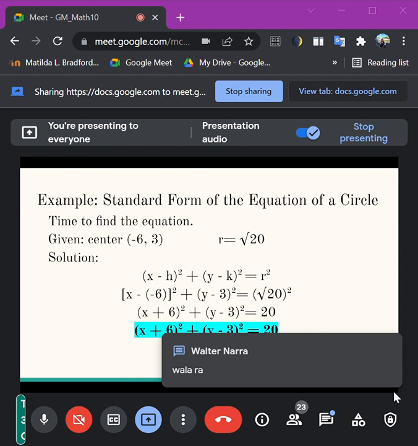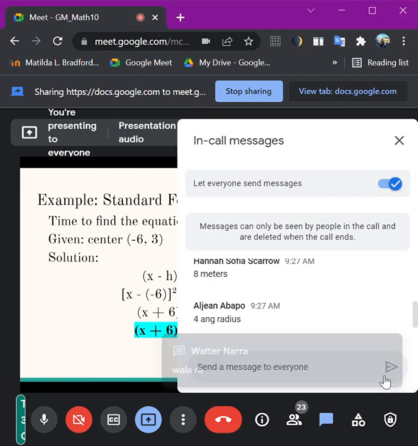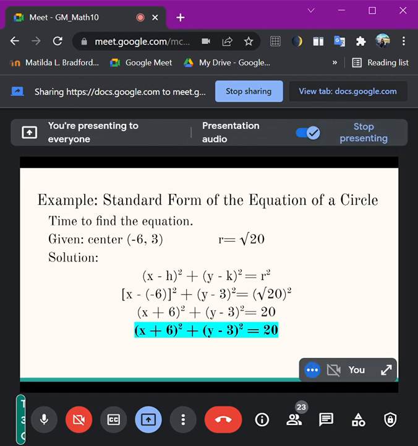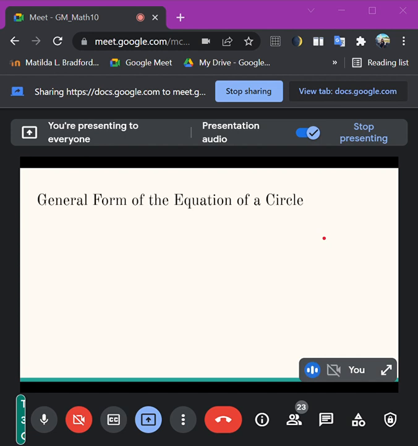Okay, wala ra. Very good. Now, that ends the standard form of the equation. And now, we're going to proceed with our general form of the equation of a circle.